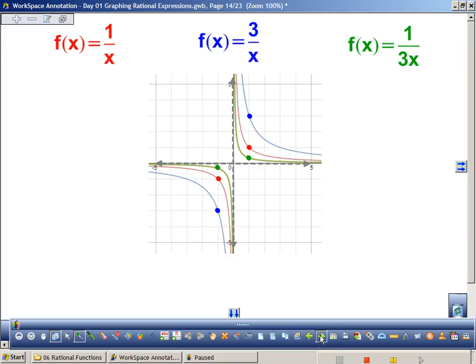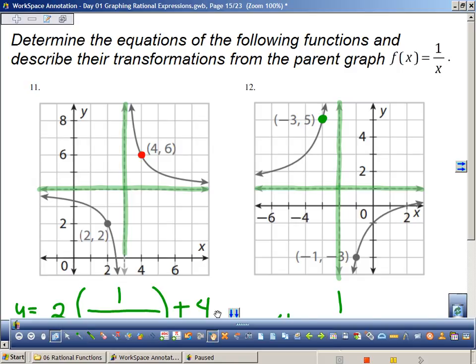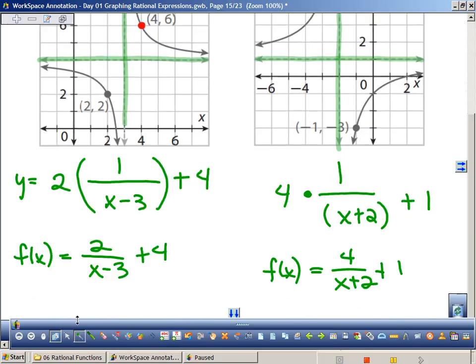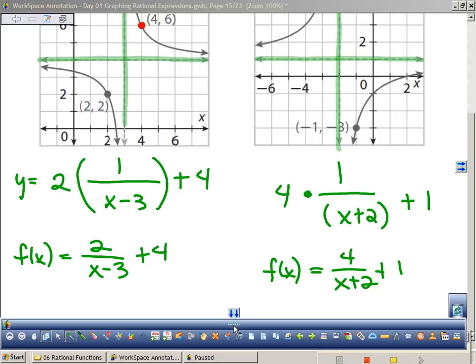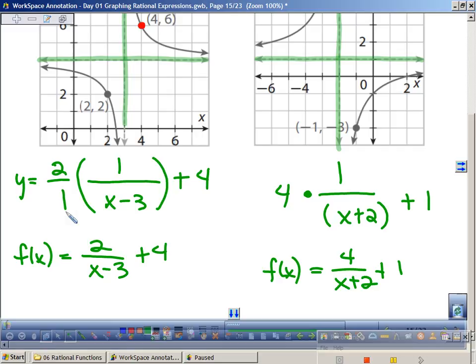It doesn't screw it up, Dylan. I'm going to show you why. When you multiply these out, isn't this really 2 over 1? It's the same thing. Okay?